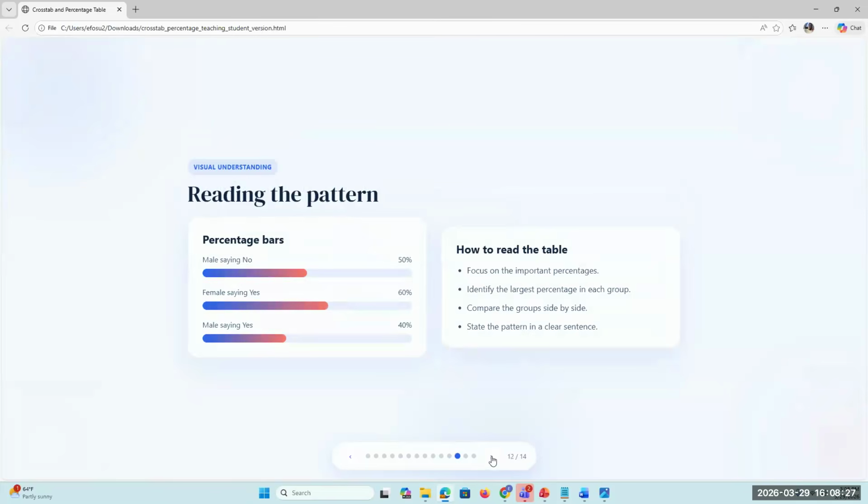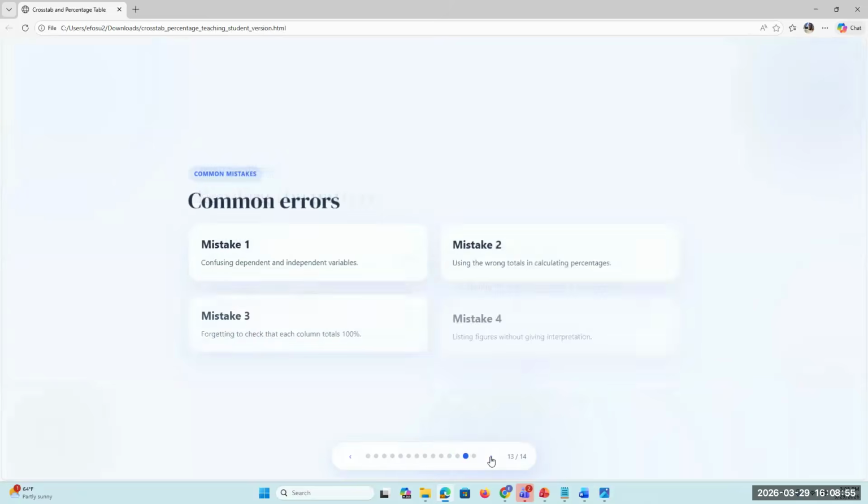So we've then interpreted all those things, right? It is just helping us to be able to read the patterns. And that is what you see. Male says no. You see that graph I've put in there, right? This is just to help you analyze, as in how to read that table. You focus on the important percentage, identify the largest percentage in each group, compare the groups side by side, and then state the pattern in a clear sentence. If you're able to do this, you've actually been able to analyze and interpret it very well.